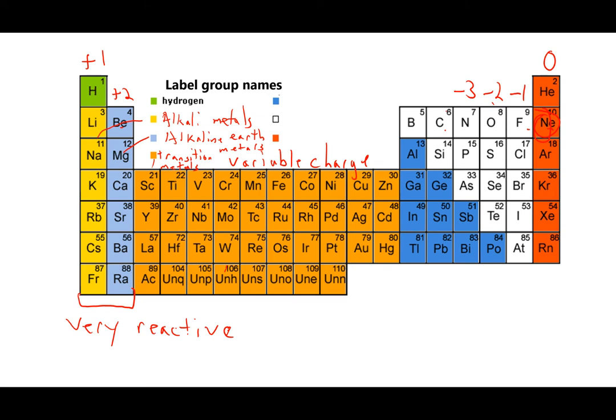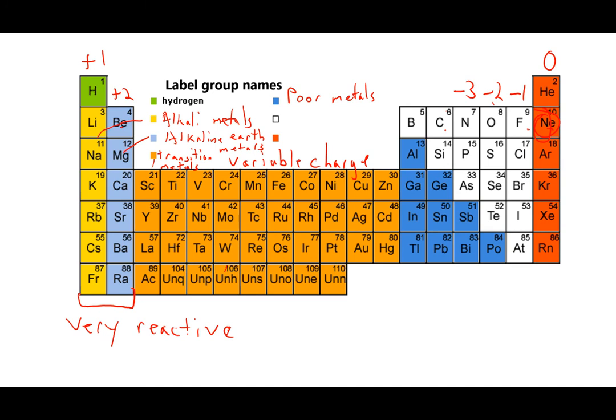This blue group right here, which refers to this underneath the staircase, these are called the poor metals. They're poor metals not because they didn't get Christmas gifts for Christmas, like was the case for me when I was a very young child. I didn't get Christmas gifts for a few years because we were poor.